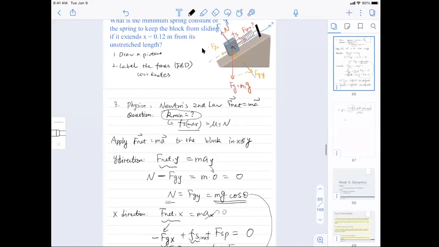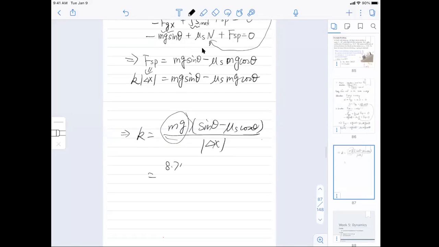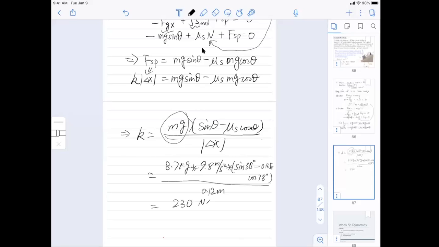M is, what is M? 8.7 kilograms. G is 9.8 meters per second squared. Sine of 38 degrees minus, okay, I don't have enough space, so mu is 0.45 times cosine of 38 degrees on the top. Delta X is 0.12 meters. Putting everything together, you get K is roughly 230 newtons per meter.